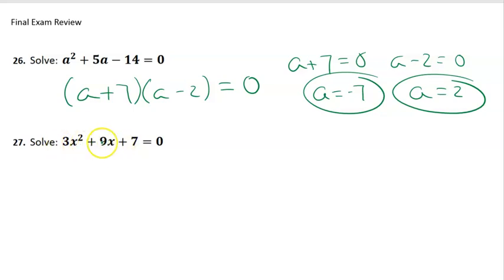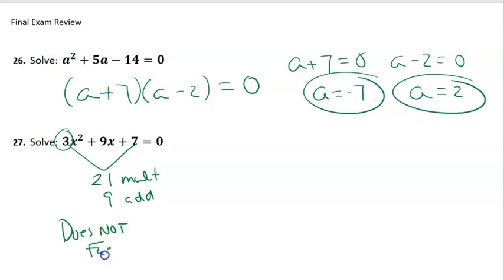Now, this is not one of those cute ones where you just find what number multiplies to be 7 and adds to be 9. You can't do that because of that mean old 3 right there. So I have to multiply those together. I'm looking for numbers that multiply to be 21, but also add to be 9. Are there numbers that do that? 3 and 7 adds to be 10. Anything else multiply to be 21? Nope. It does not factor. Oh no. What does that mean we do? Your best friend, the quadratic formula.